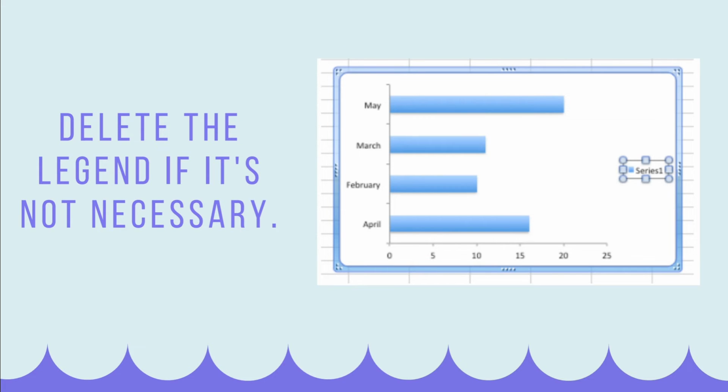Next is to delete the legend if it's not necessary. Legends tell you information you can read easily on the graph. If you have a ton of x-axis categories or multiple data points per category, then using legends makes sense. But if you're only comparing a few data points, they can be pretty useless. So if that's the case, just delete the legend altogether. To delete a legend in Excel, you can just double click on the legend text box, then hit delete on your keyboard.